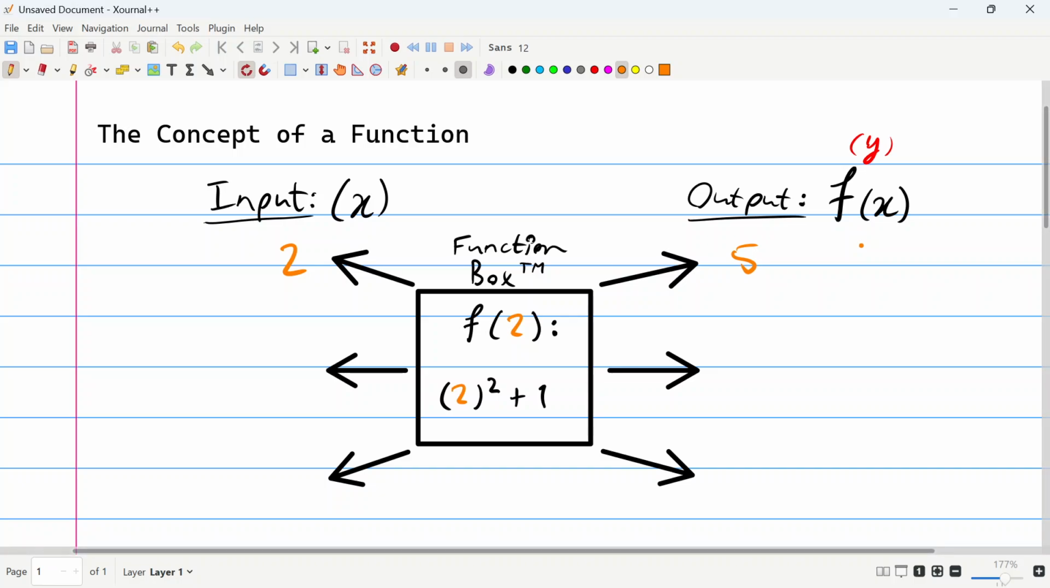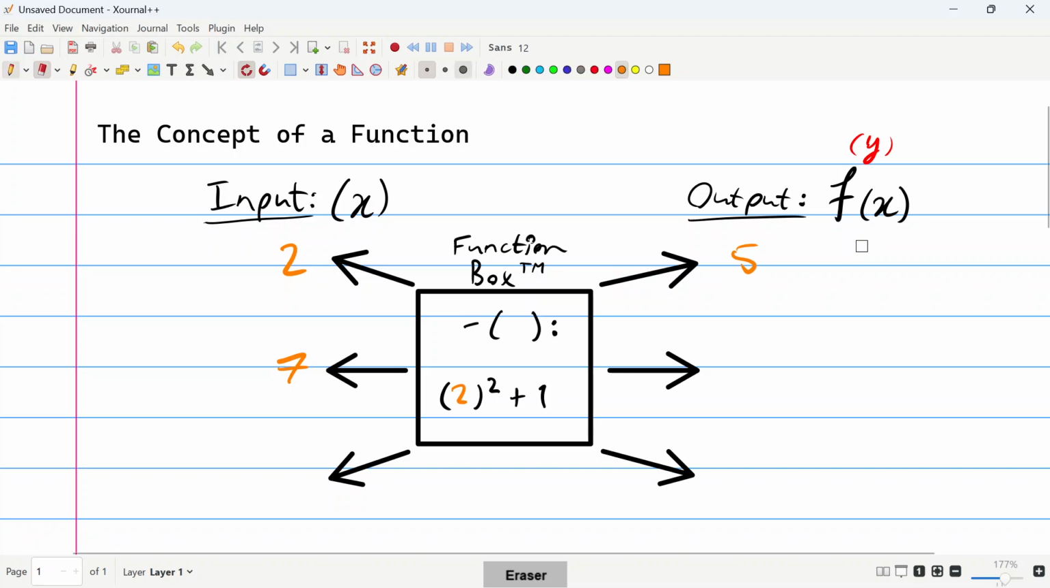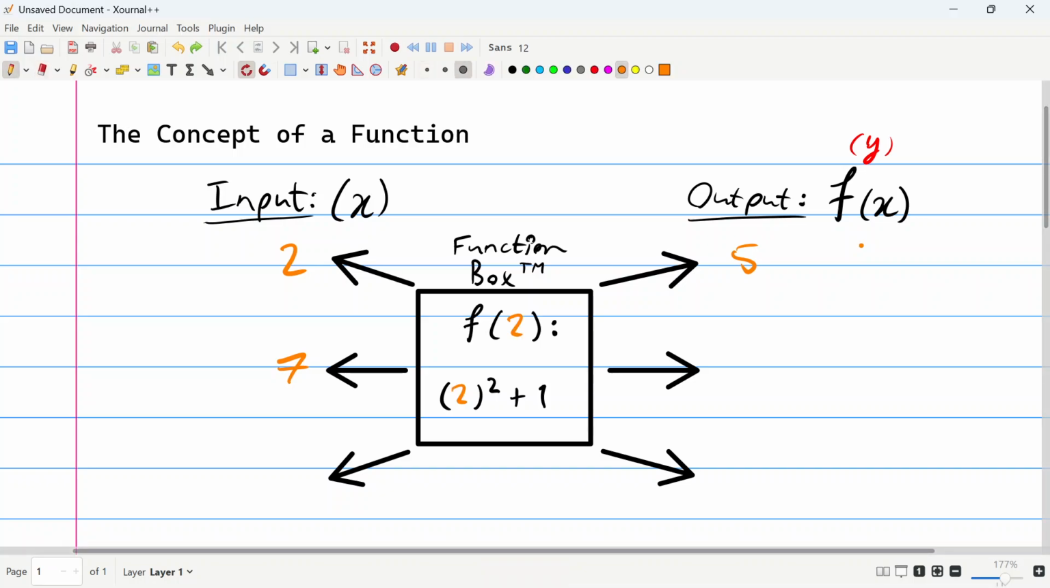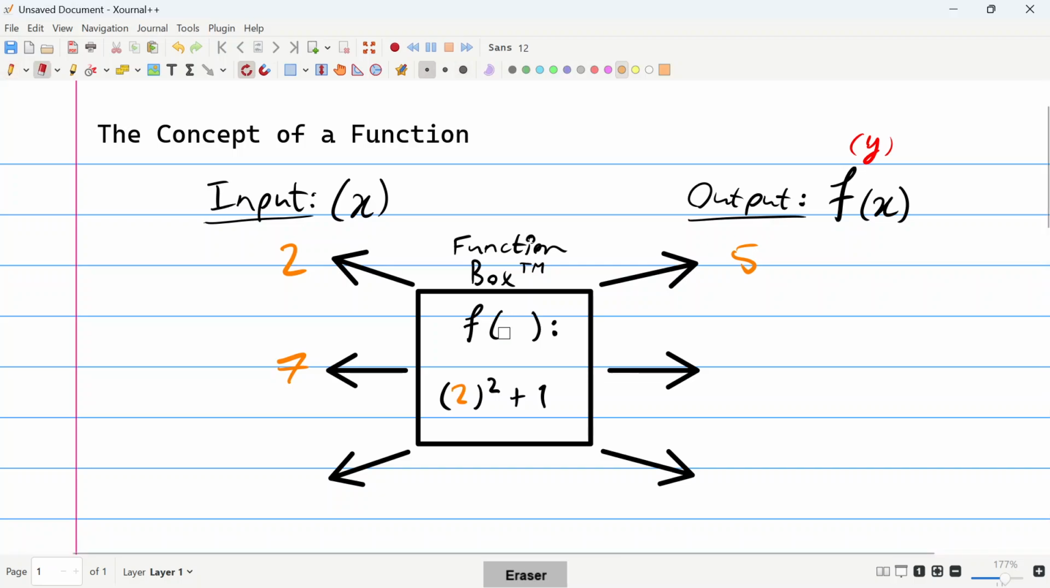What if I take the value of 7? That means the whole thing is going to change inside, and my whole thing is going to disappear for some reason.